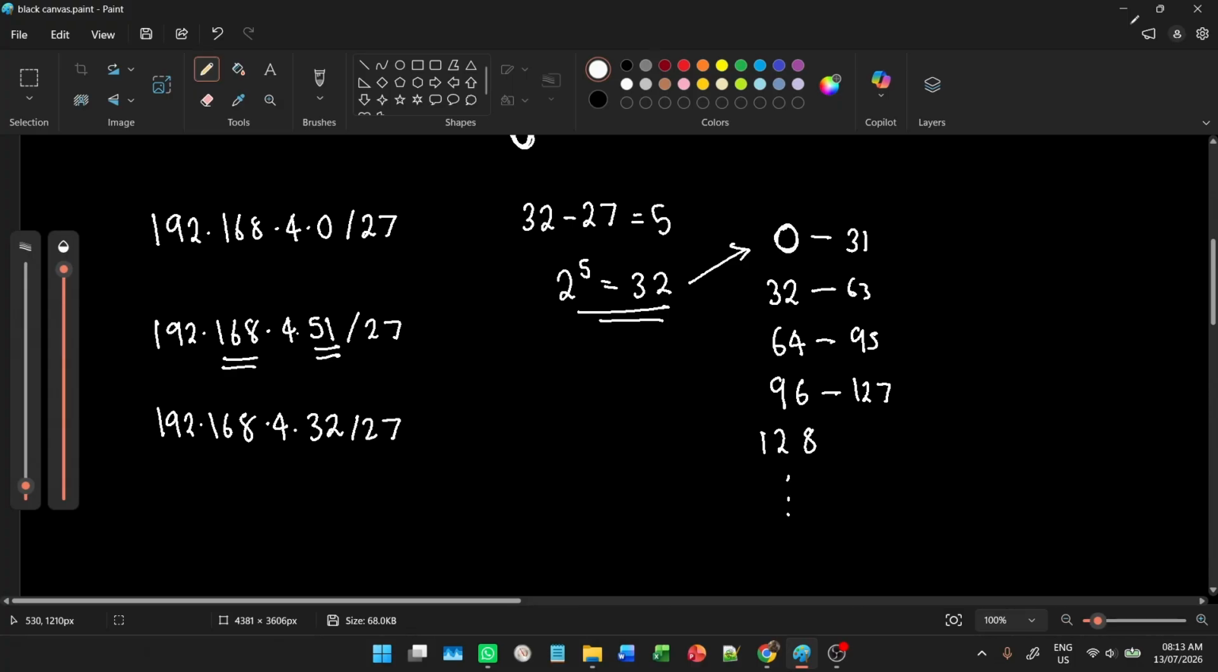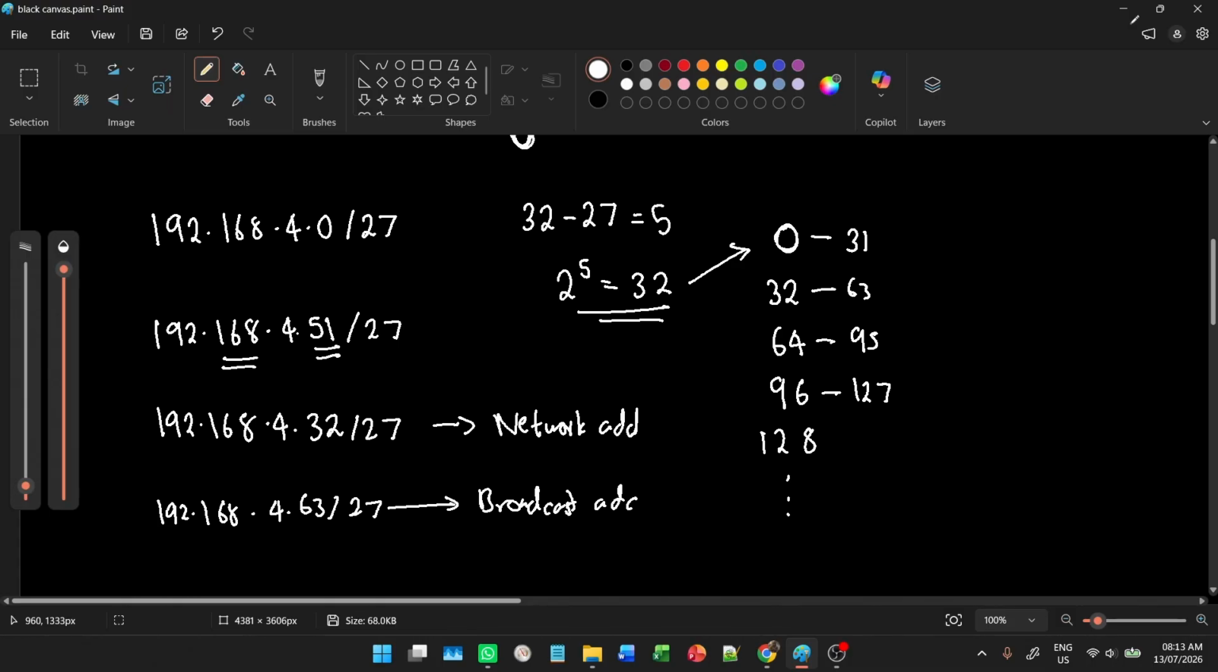27. This is the network address. And then it's going to give you 192.168.4.63. This is going to be the broadcast address for this IP, right? This is for this IP, this is the network address, and this is the broadcast address.